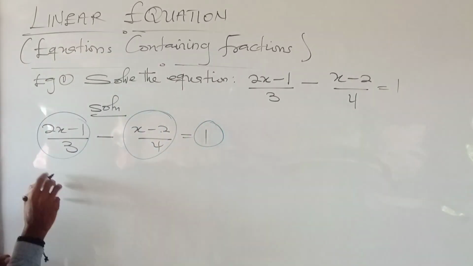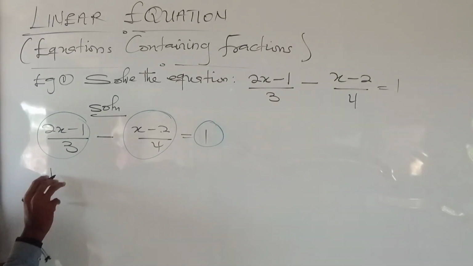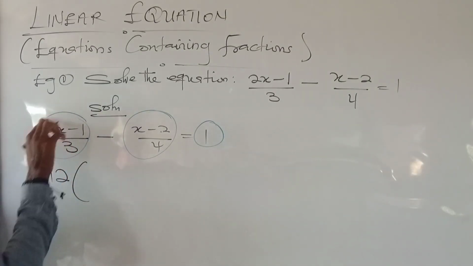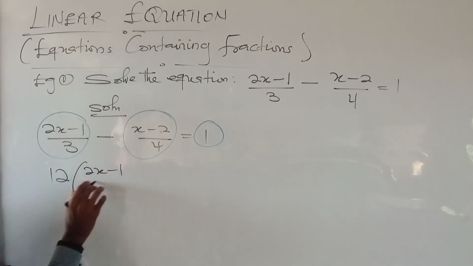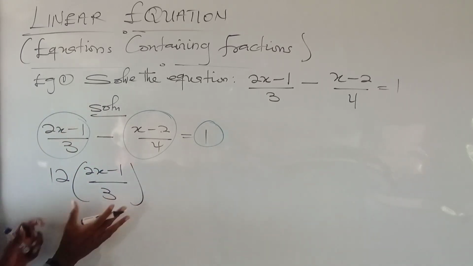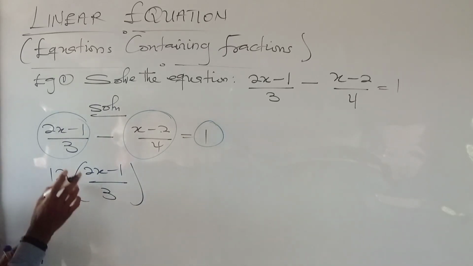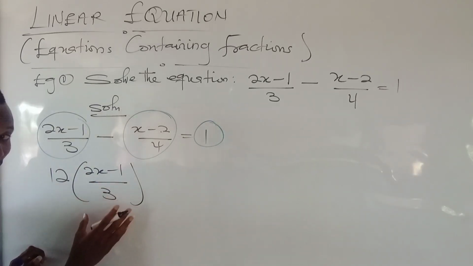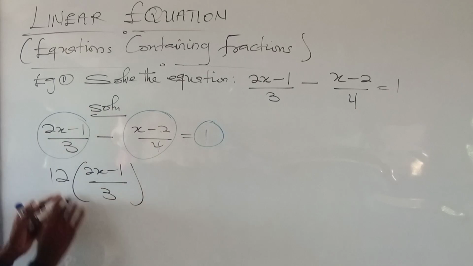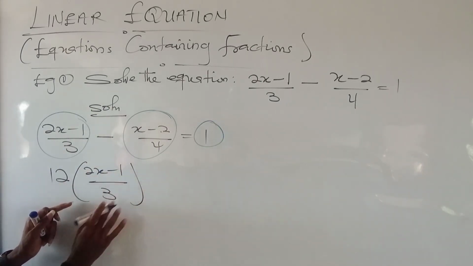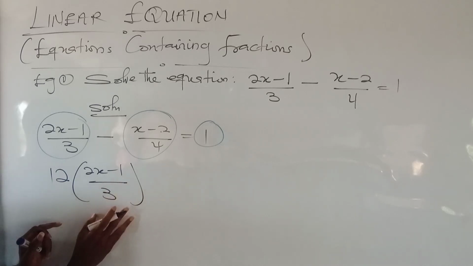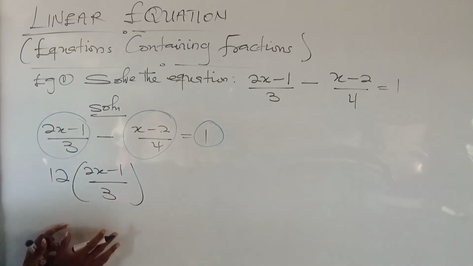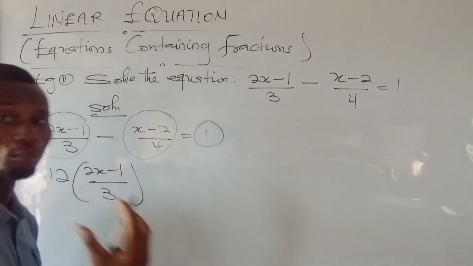Now here's how to go about it. My LCM is 12. So 12 times this first term, which is 2s minus 1 all over 3. Please put it into brackets like this, because the bracket means they are multiplying. So 12 into brackets, 2s minus 1 all over the 3. So you put it into brackets because the bracket means multiplication.